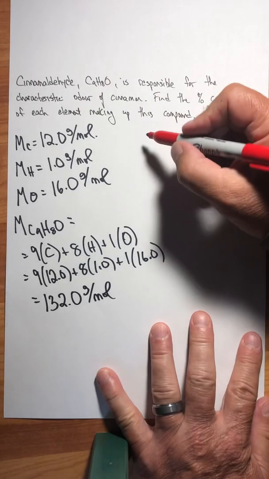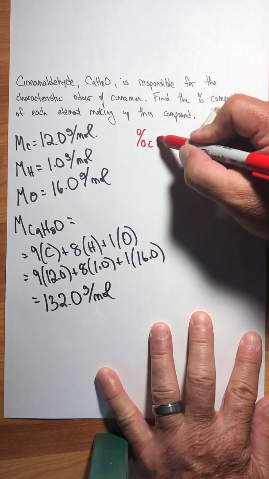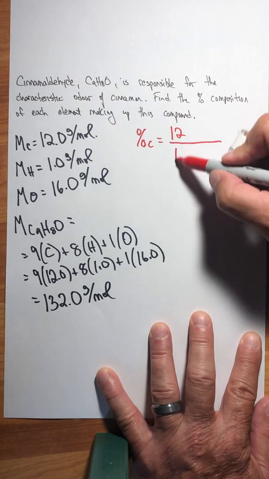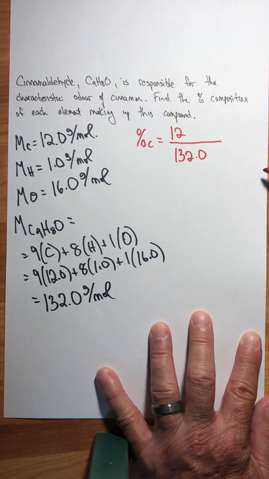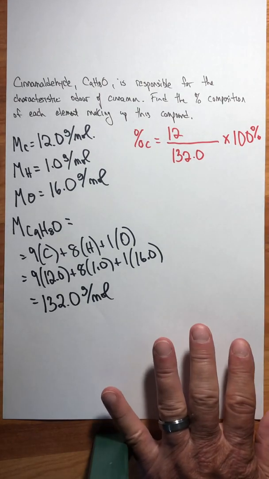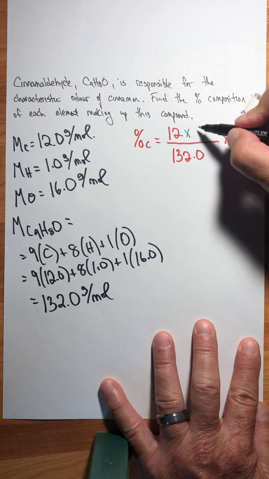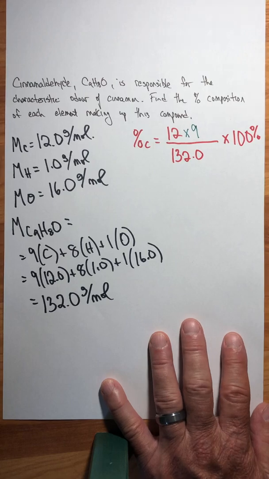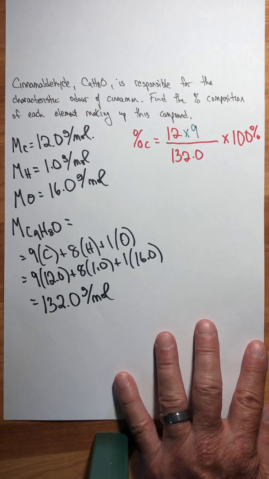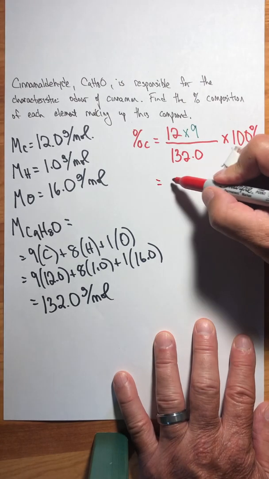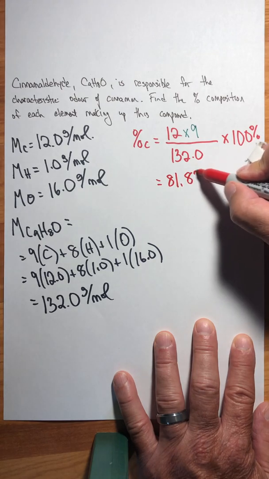Now, if I want to know the percent composition for carbon, I'm going to take the molar mass of carbon and I have to divide it by the molar mass of the compound, and then I have to multiply this by 100. Now, this is the biggest mistake people make on a question like this. You have to remember I have to multiply it by 9. I have to do that because there's not 1 carbon, there's 9 carbons. I want to know the molar mass of all 9 carbons in this compound. So when I do this calculation, I'm going to end up with 81.82%.